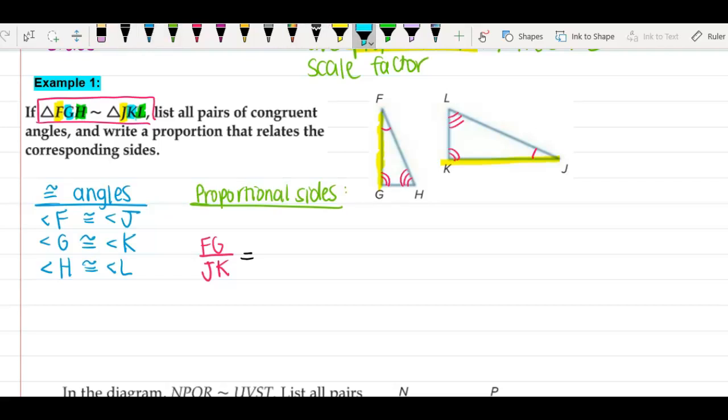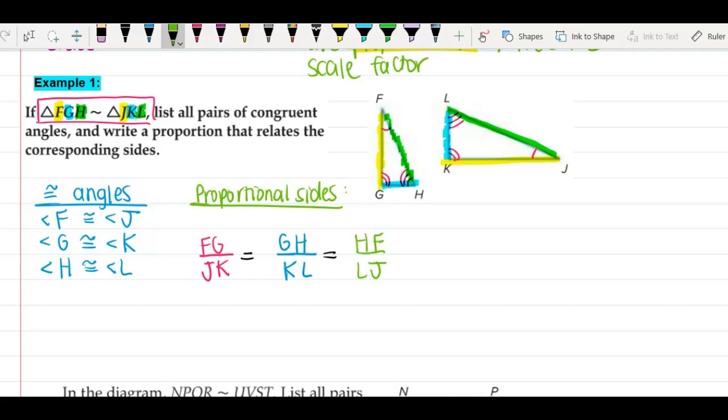All right, then I'm going to go G to H, so 2 tick marks to 3 tick marks. I would go K to L. So I said GH over KL. And last but not least, H to F, 3 tick marks to 1 tick mark, L to J. H to F, L to J.